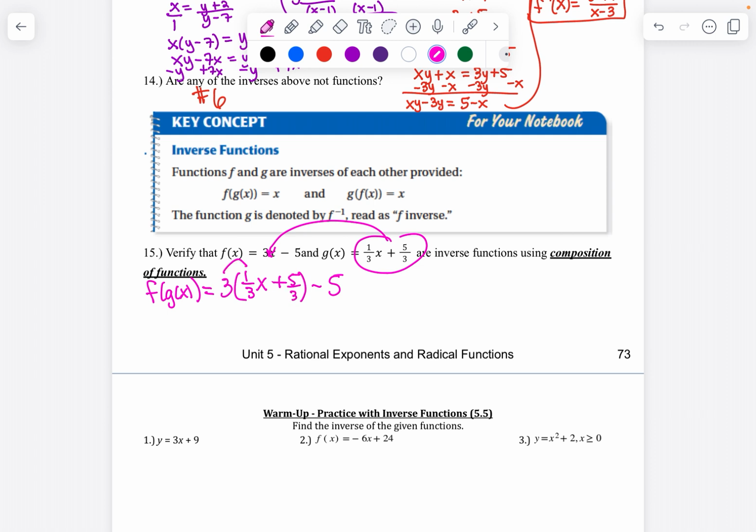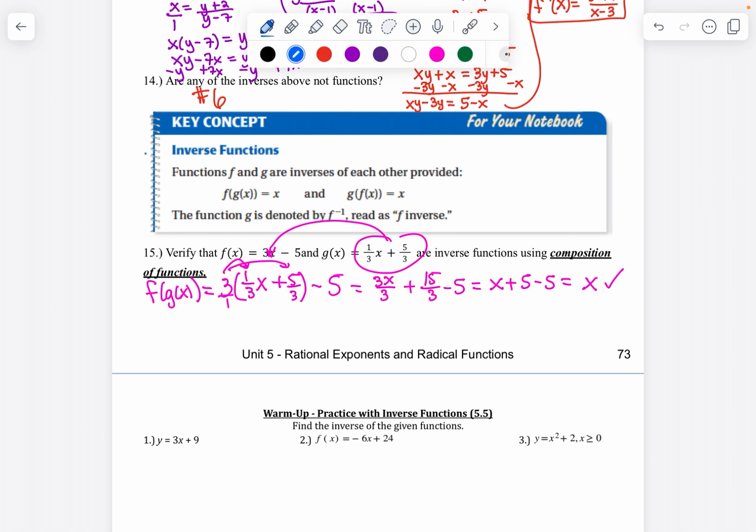And now we simplify. So I'm going to distribute the 3. 3 is 3 over 1, so when I multiply it, it only affects the numerators. So I'm going to have 3x over 3 plus 15 over 3 minus the 5. Well, 3 divided by 3 is just 1x. 15 divided by 3 is 5. And 5 minus 5 gives us 0, so we're really just left with x. So it works in that direction. F of g of x, all the operations were opposites of one another, and so they all canceled out and left me with the original input of x.